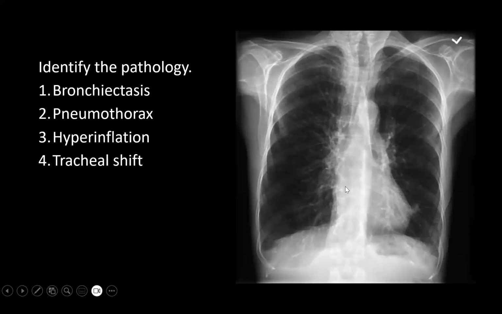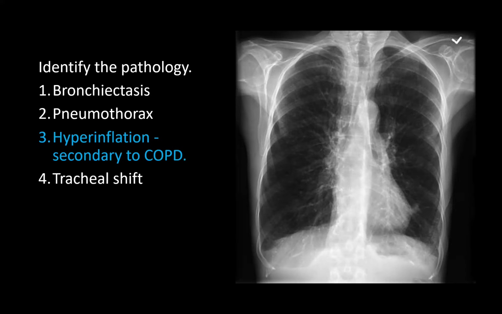This radiograph has been given to you. You've been asked to identify the pathology. You may occasionally get a history that this patient has been a smoker, has chronic cough. Is this bronchiectasis, pneumothorax, a hyperinflated lung, or tracheal shift? So look carefully. This is hyperinflation, which is secondary to COPD.